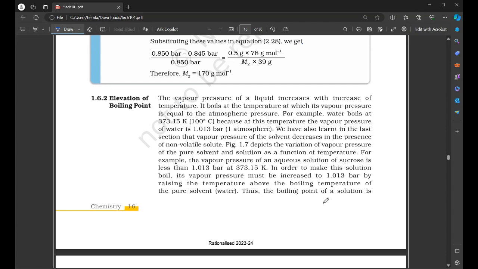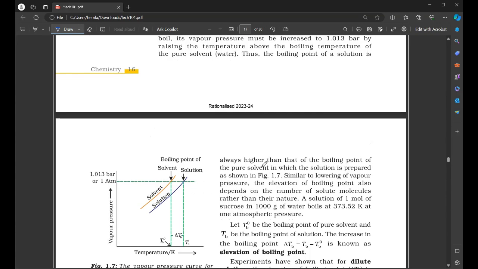Thus, the boiling point of a solution is always higher than the boiling point of the pure solvent. Maybe this can cover two marks, that is, why the boiling point of the solution is higher than the boiling point of the pure solvent. Underline this, I think.